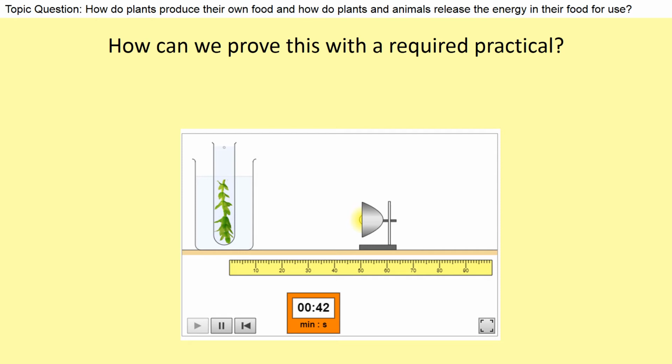So we can count how many bubbles are produced in a minute. If we wanted to, we could also change the temperature of the water that we kept that plant in and keep the light at the same distance, and then see whether that had an effect. And we can give the plant carbon dioxide in the form of sodium hydrogen carbonate. So from that we might be able to measure, though it wouldn't be as easy, whether carbon dioxide was having the effect that we believe that it does.